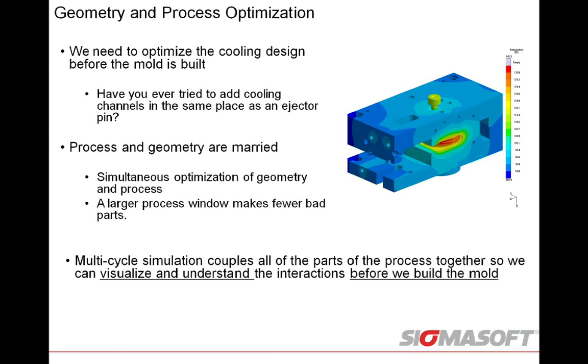And of course, in a lot of situations, the process and the geometry are married, right? In the real world, that's what happens. Your geometry is locked in, and you have a certain process window around making that good quality part. So being able to simultaneously optimize our geometry and our process within simulation is one more step closer to reality. We want to consider the process when we're optimizing our geometry, and we want to consider our geometry when we're optimizing our process. And of course, everybody wants a large process window, because you're making fewer bad parts. So multi-cycle simulation takes all these together so we can visualize and understand all the interactions before we build the mold.